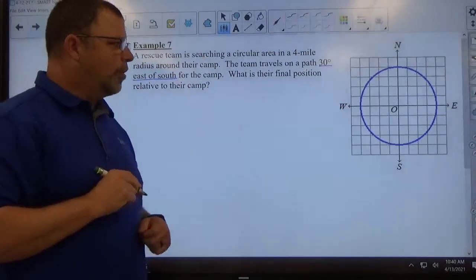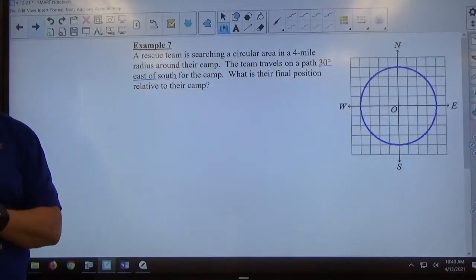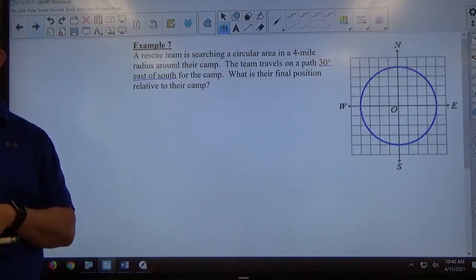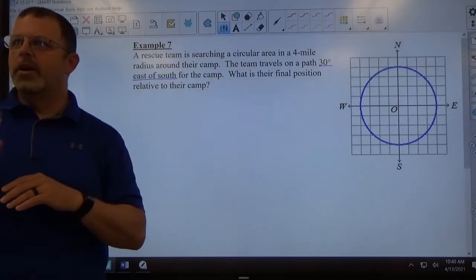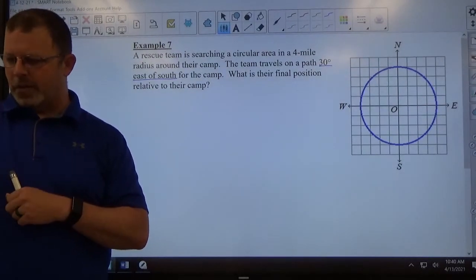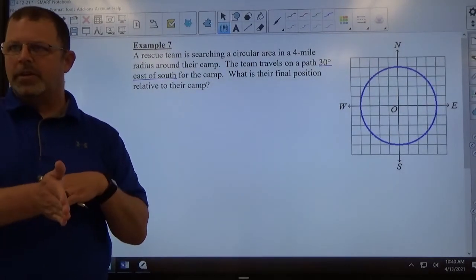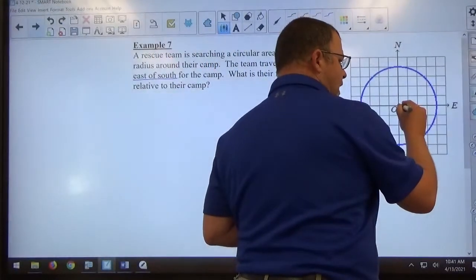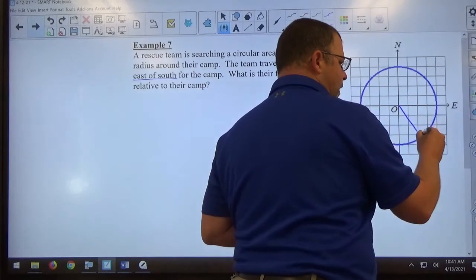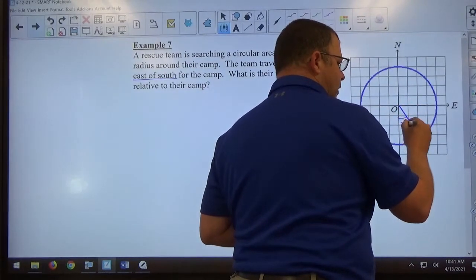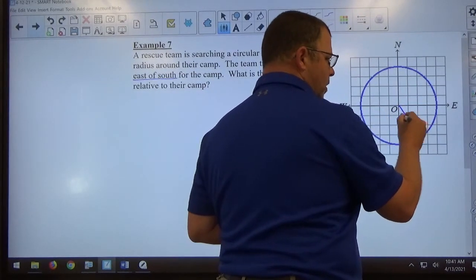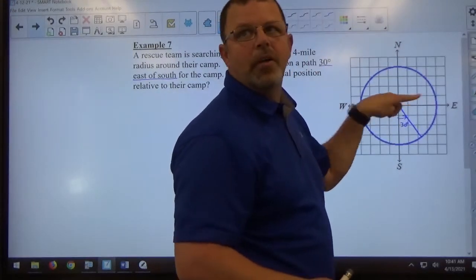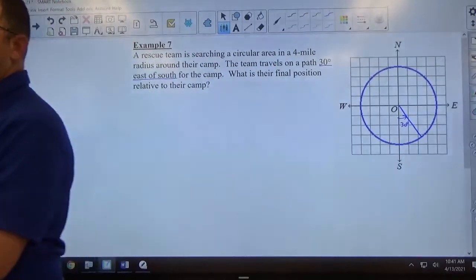So, which direction's south on this picture? Straight down, right? Which direction's east? To the right. So if we're going 30 degrees east of south, that means if we're looking south and we look 30 degrees east, that's what they're talking about. So 30 degrees east of south means that we're looking at a 30-degree angle here. So again, south is straight down. We're looking 30 degrees east of south, so we got a 30-degree angle there.